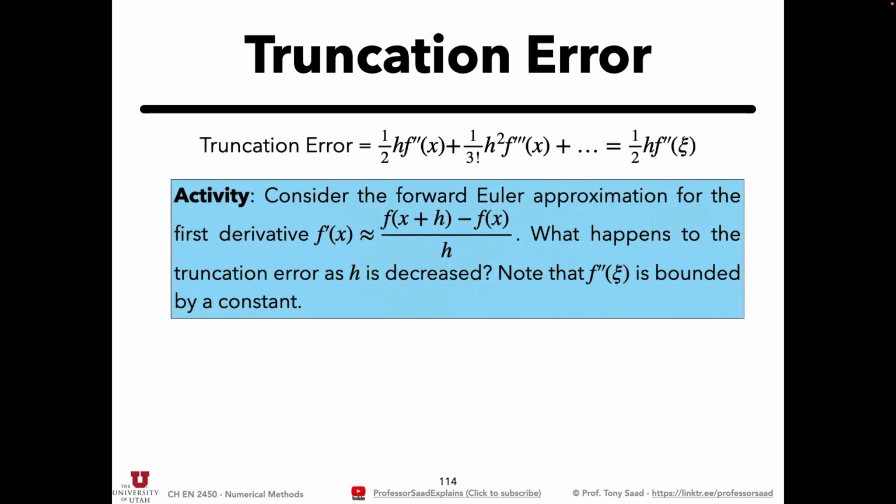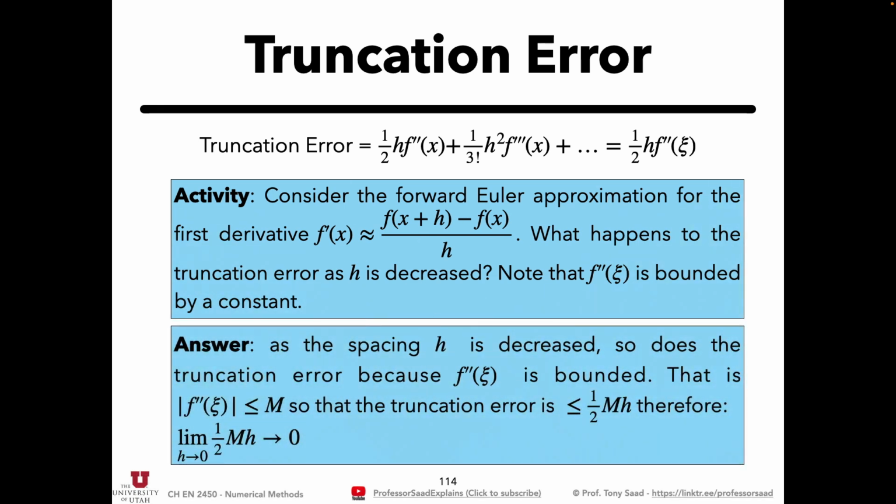So here's my answer to that: as the spacing h is decreased, so does the truncation error, because f double prime of c is bounded. That is, f double prime of c is some constant m, so that the truncation error looks like 1/2 m times h. As you decrease h, the truncation error decreases, and it converges to 0. So it's a consistent method. It's going to give you the right answer.